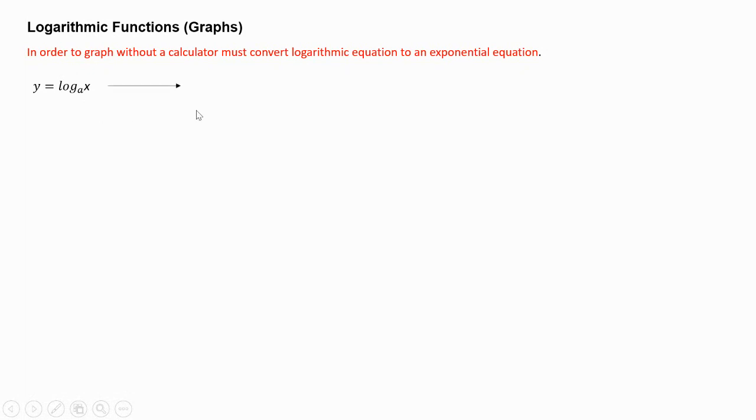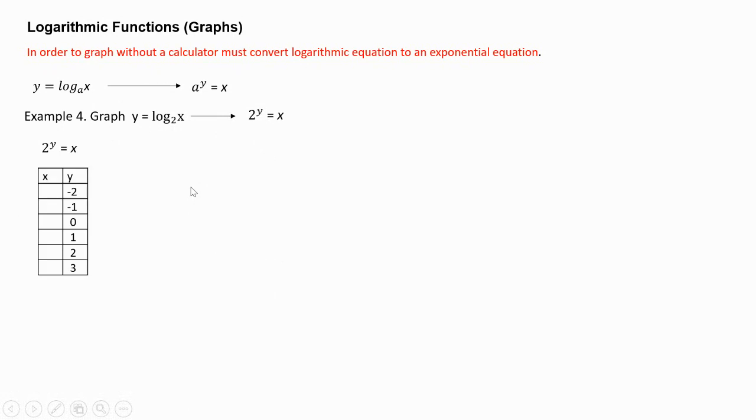Okay. Now let's graph the logarithmic functions. In order to graph without a calculator, you must convert the logarithmic equation to an exponential equation. So here we go. We have y equals log base a of x. It's going to be a to the y equals x. So y equals log base 2 of x. This becomes, right, my a is my 2, my y stays a y, and the x stays as x. So 2 to the y equals x.